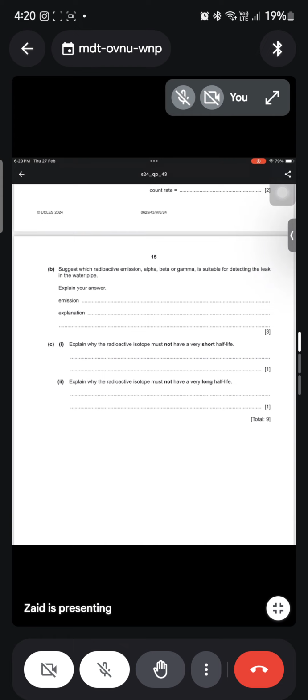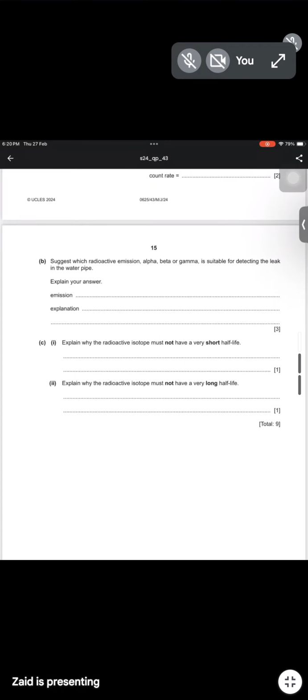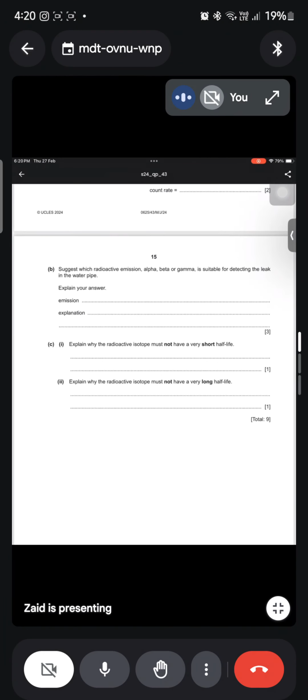Next, the question says, why must radioactive isotopes not have a very short half-life? Because it is so short that it cannot be detected. As the sample escapes, the radioactivity is going to decrease and decrease and decrease, and it's going to get halved, so we cannot detect it. So you write that the too short half-life is difficult to detect.